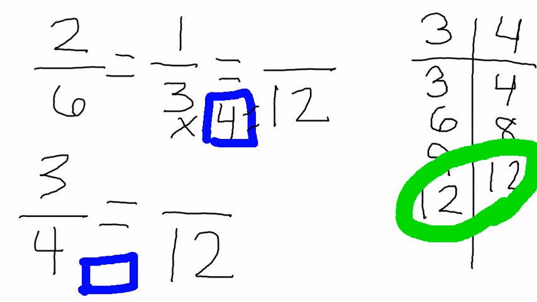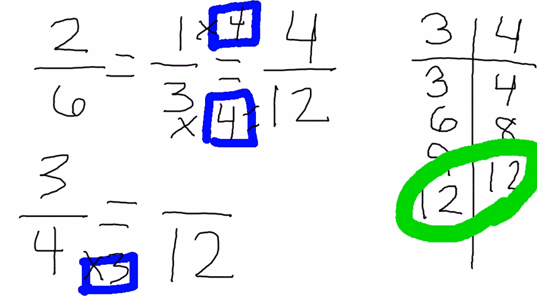What I do to the bottom, I also have to do to the top. So I'm going to multiply this by 4. I know now that 1/3, or 2/6, is equal to 4/12. Now I need to do the bottom. I know that 4 multiplied by 3 again is 12. So I need to multiply the top by the 3, and 3 times 3 is 9.